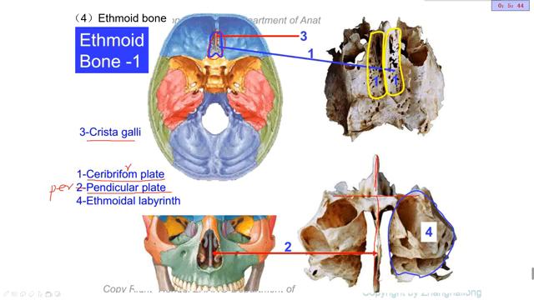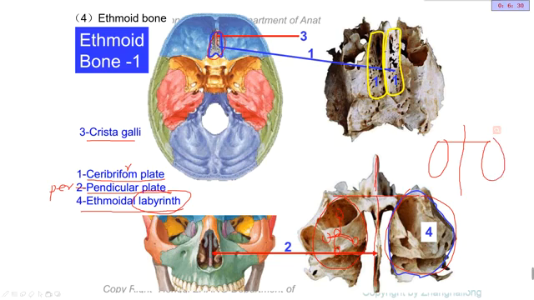And on the two sides, here, the big one is the ethmoidal labyrinth. What's a labyrinth? A labyrinth means there are many cavities in it, many rooms or spaces in it, and they communicate with each other. They form the labyrinth. Okay, that is the structure of the ethmoid bone. First one, horizontal plate. Second one, perpendicular plate or vertical plate. And on the two sides, there are two labyrinths.